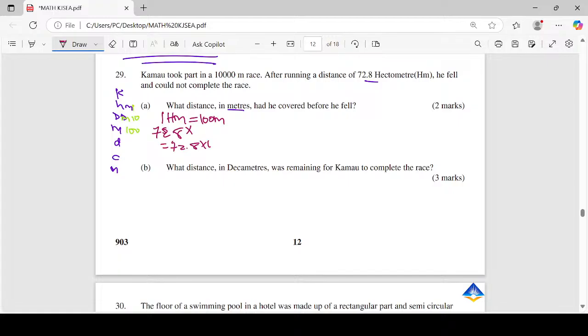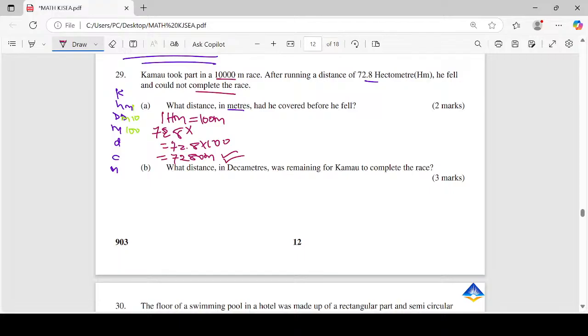Multiply that by 100. This is going to give you 72.8 meters. After that conversion, now you come and say, Kamau took part in a 10,000 meter race. After running this distance, which is like 7,280 meters, he fell and could not complete the race. What distance had he covered before he fell in meters? So this is the distance he had covered, 7,280 meters. As simple as that.